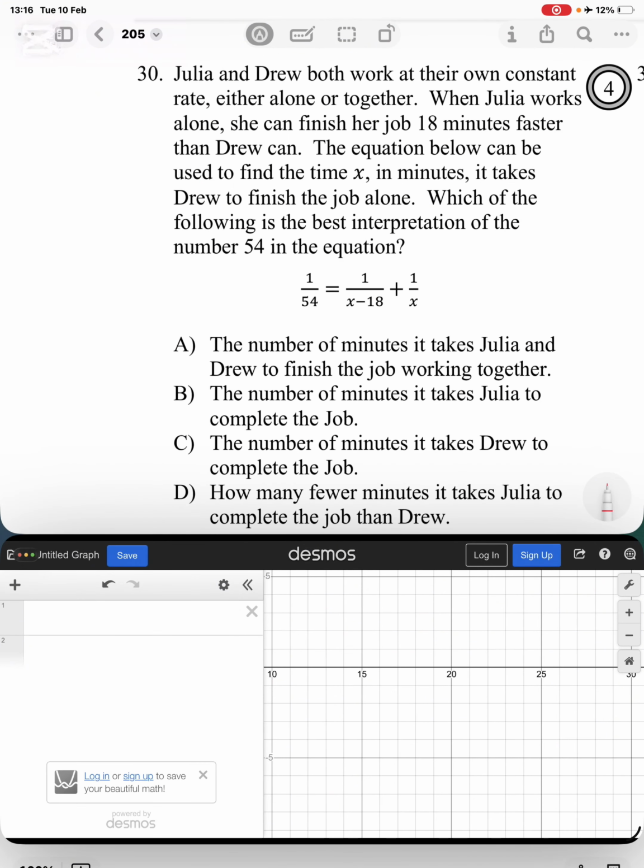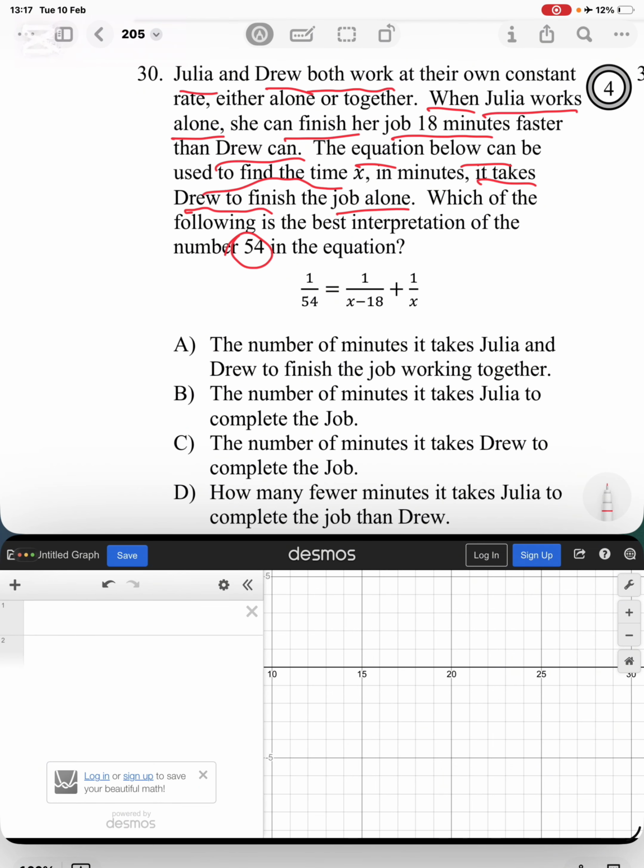So in this equation, we are given Julia and Drew both work together in the year. And when Julia works alone, she can finish her job 18 minutes faster than Drew can. The equation below can be used to find the time in minutes it takes Drew to finish the job alone. So what's the meaning of 54 at this point?